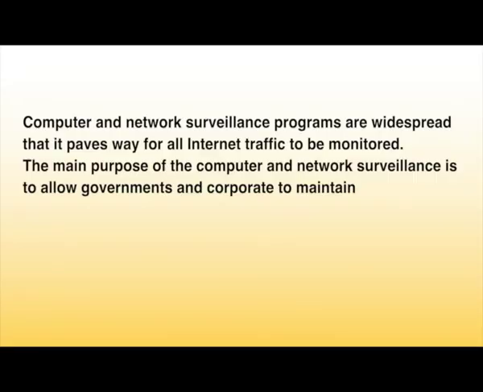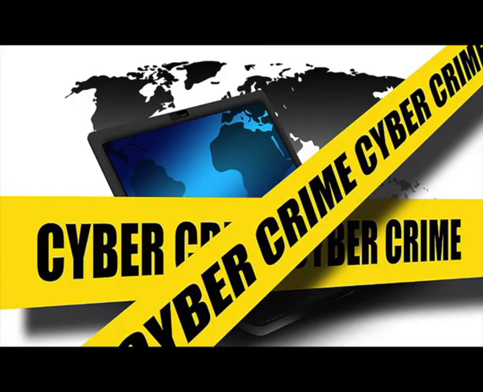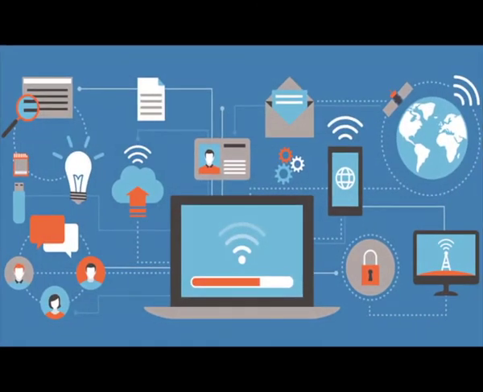Computer and network surveillance programs are so widespread that they pave the way for all internet traffic to be monitored. The main purpose of computer and network surveillance is to allow governments and corporations to maintain social control, recognize threats and investigate criminal activities. In general, computer monitoring involves the use of software to monitor activities, which might include tracking of network activities and security threats, as well as internet usage, data entry, email and other computer use by individual users.